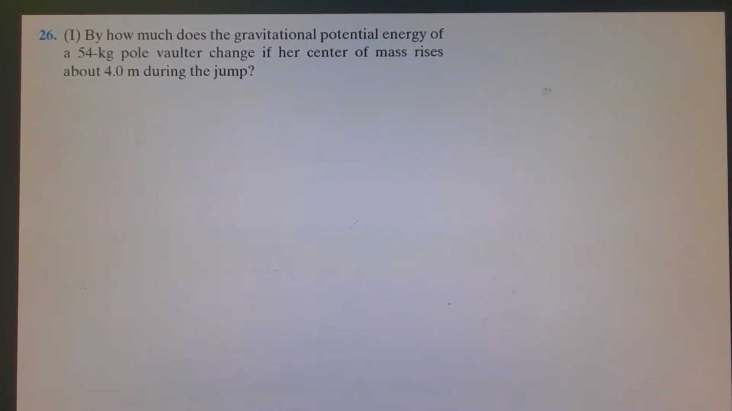This is chapter 6, problem number 26. The lucky number for this problem is 2.